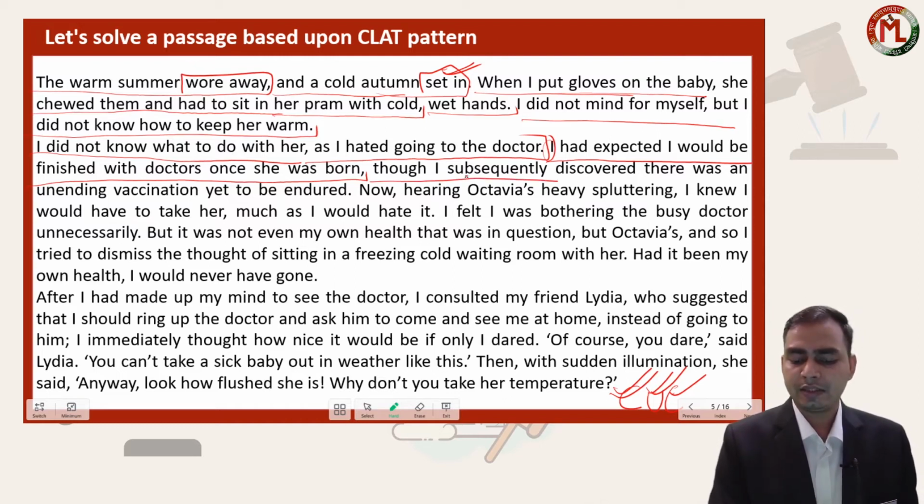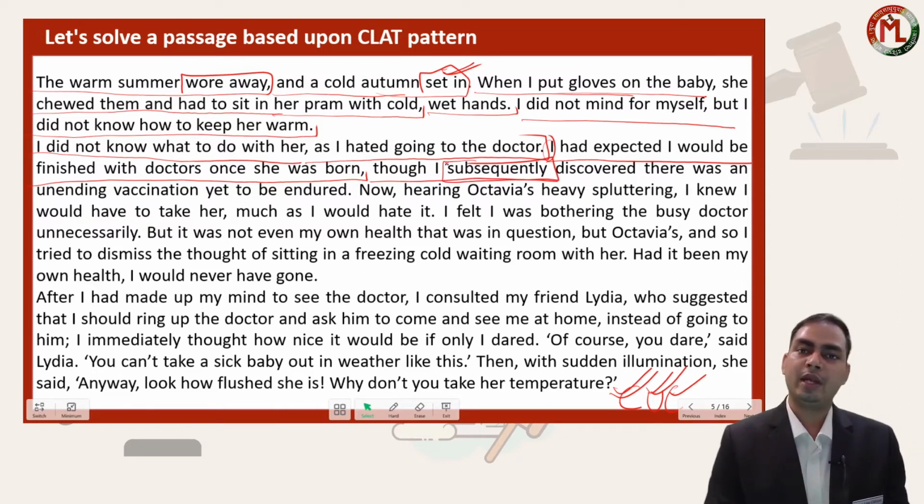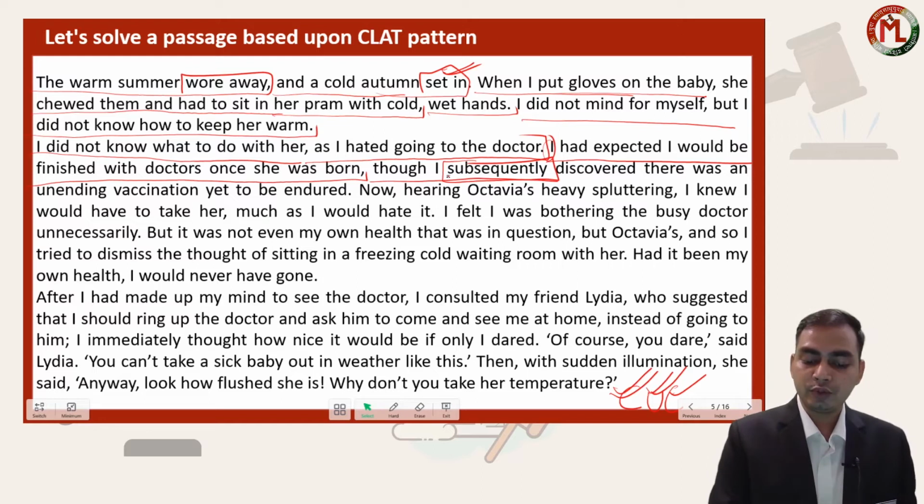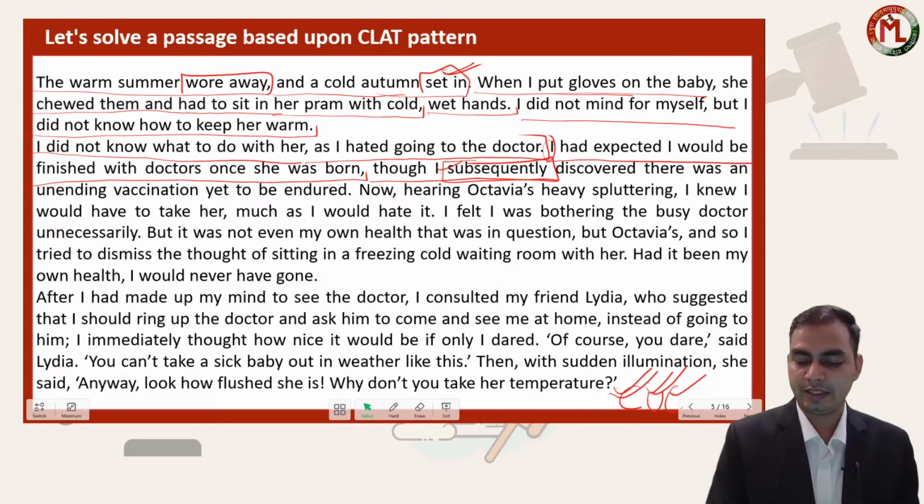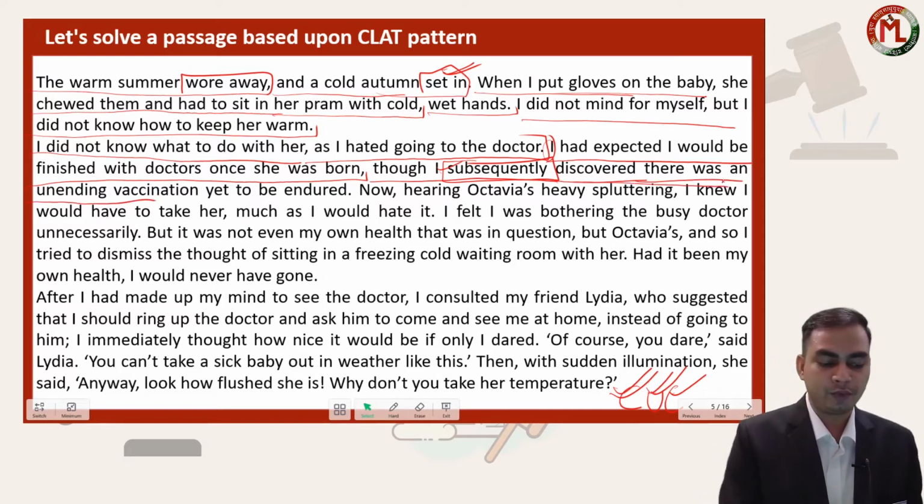Though I subsequently, so if you do not know the meaning of subsequently, you need to note it down somewhere and find out what the meaning of subsequently is. Basically, what I mean is that if you leave even one word whose meaning you do not know, there is a possibility that you will not be able to understand the passage. So I do not encourage leaving a word without knowing its meaning. So if you do not know the meaning of subsequently, try to find it out. In that way only you will be able to become an expert while reading. I subsequently discovered that there was an unending vaccination yet to be endured.